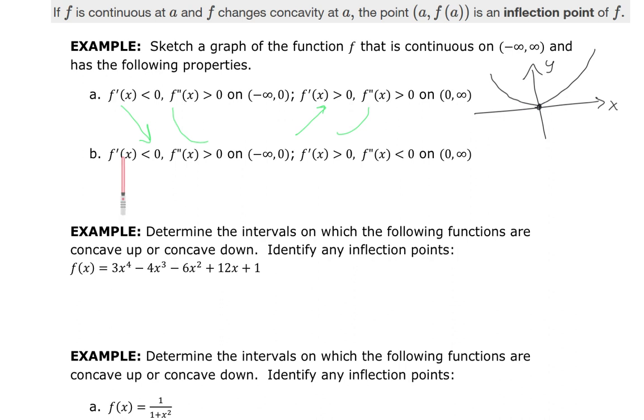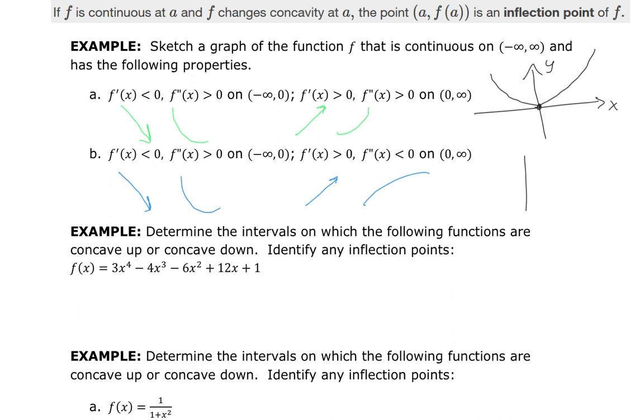Now what about this one? f prime of x is less than 0, so that tells me I am decreasing. And f double prime of x is greater than 0, so not only am I decreasing, but I am concave up from negative infinity to 0. Then f prime of x is positive, so I am increasing. But my second derivative is less than 0, so I have something that looks like that.